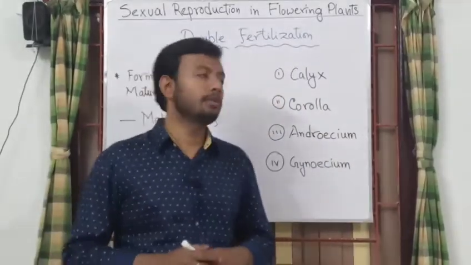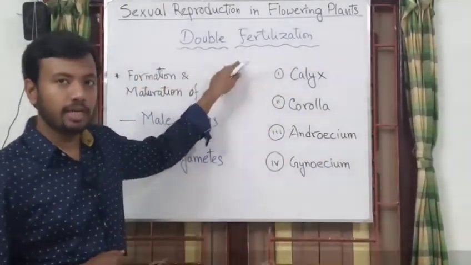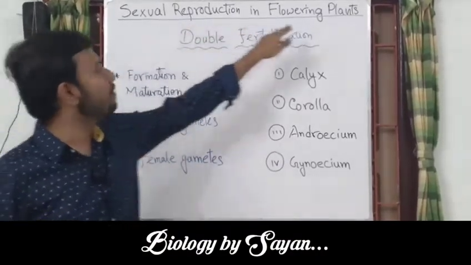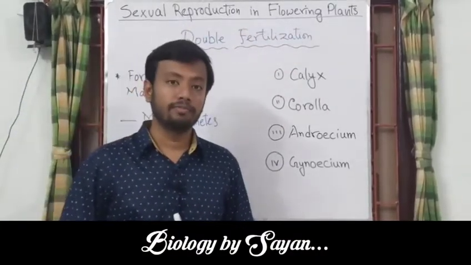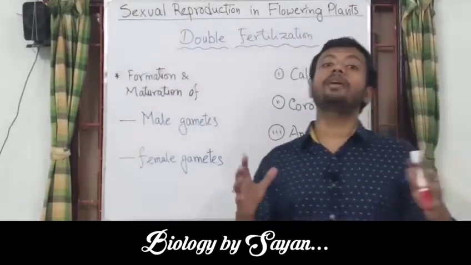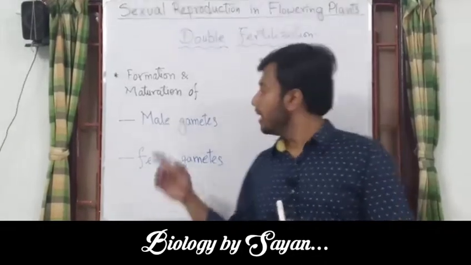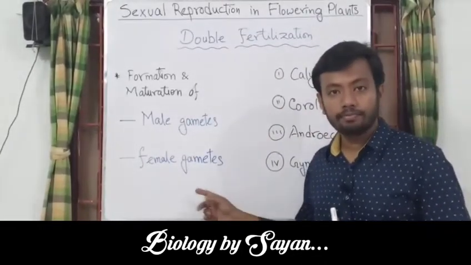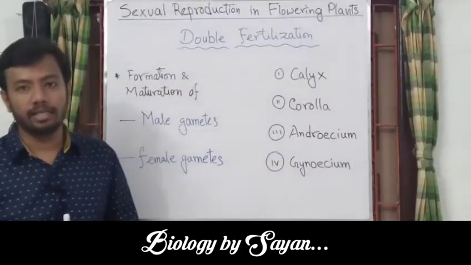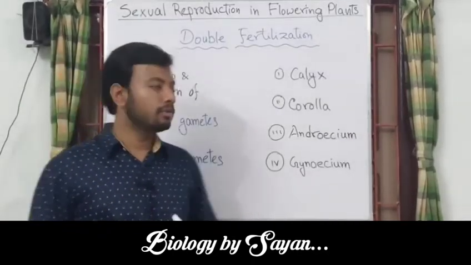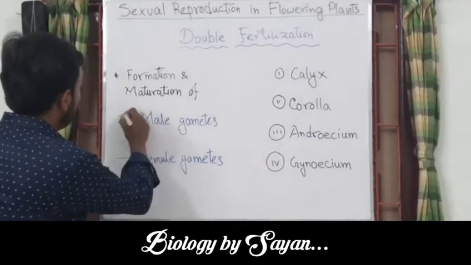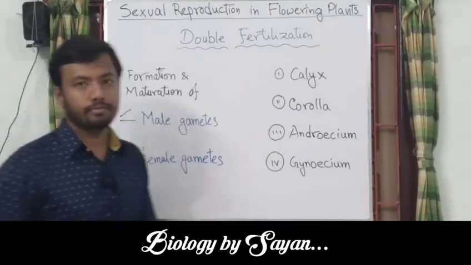Today we will discuss double fertilization. It's a very important topic under the chapter of sexual reproduction in flowering plants for class 12. We all know that fertilization is the union between two different types of gametes, that is male gamete and female gamete. Prior to knowing the details about the mechanism of double fertilization, we need to know about the formation and maturation of both male gametes and female gametes.